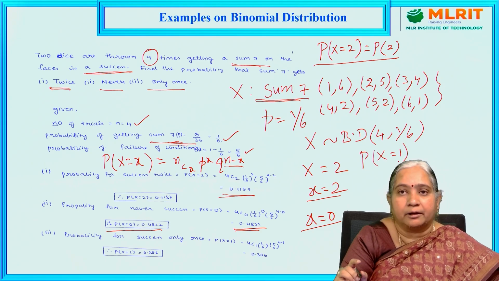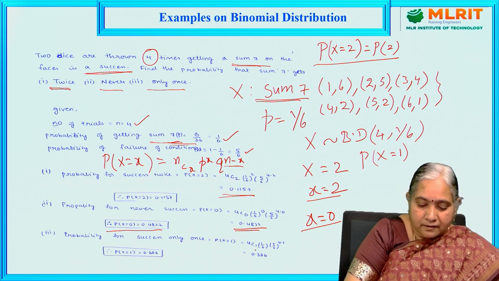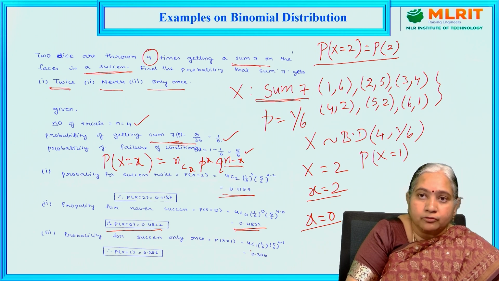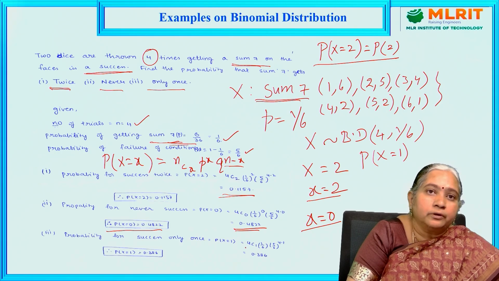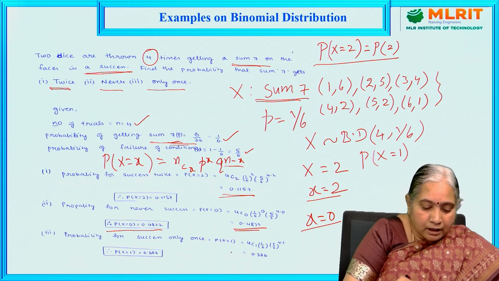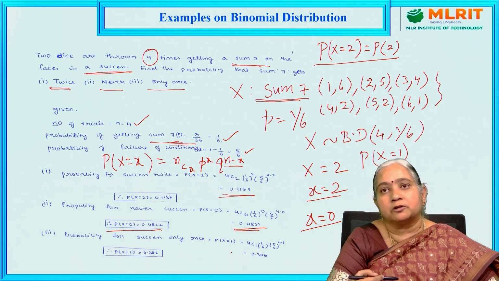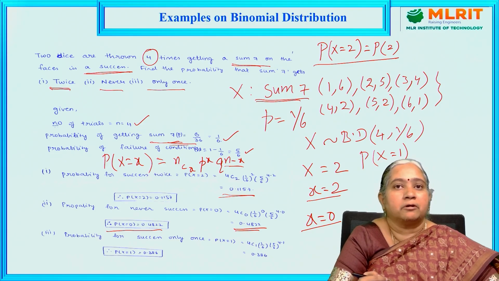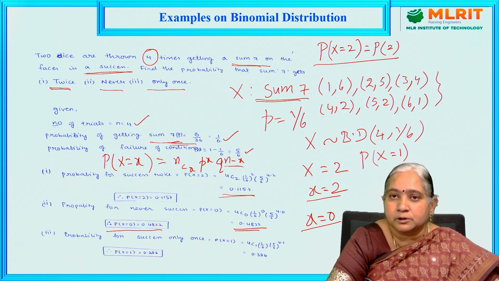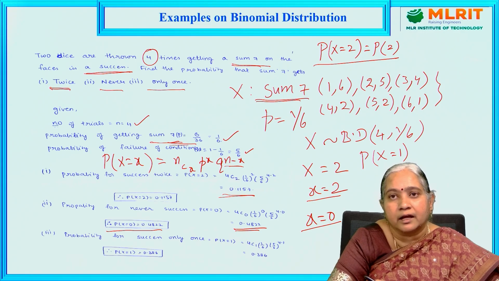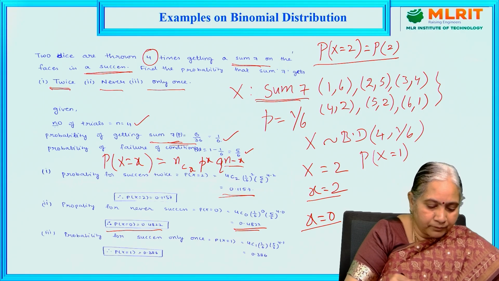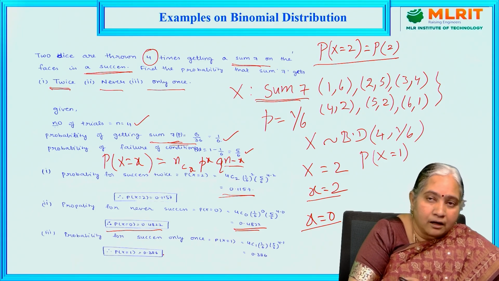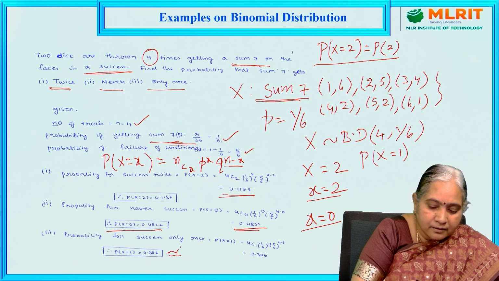Exactly one time. So that is again x is equal to 1, n is equal to 4, p equal to 1 by 6 and q equal to 5 by 6. Apply the same formula for probability mass function of binomial distribution, nCx p power x q power n minus x. Substitute the values, we get the probability of getting exactly only one success out of 4 times. That is 0.386, or if we correct up to second decimal, then we can write it as 0.39 also.